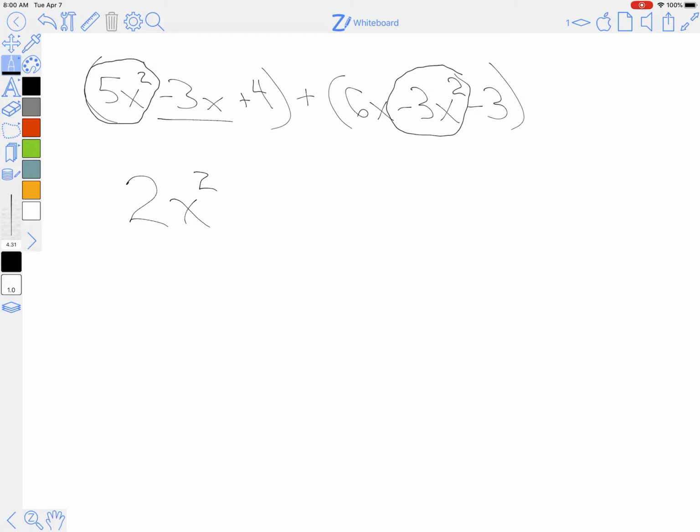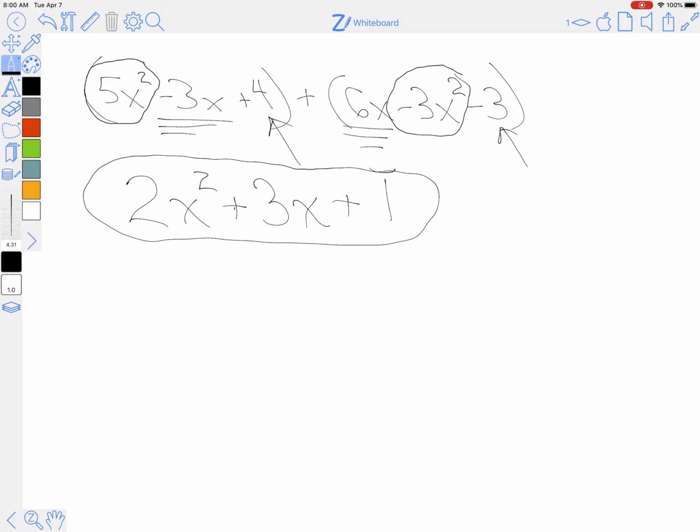Next, I'm going to look at negative 3x and positive 6x. That's going to leave me with a positive 3x. And the last thing to look at are my constants, 4 and negative 3. So that would be my answer. It's in standard form. My highest exponent comes first. Next one, constant at the end.